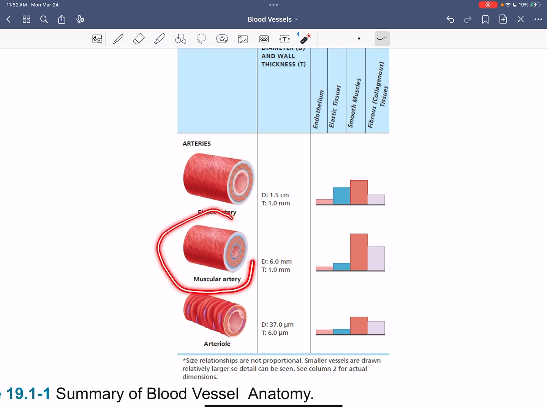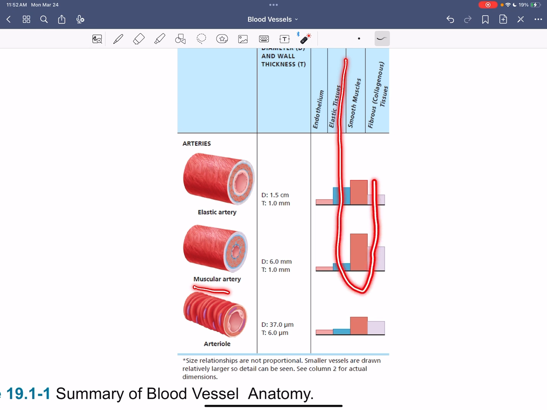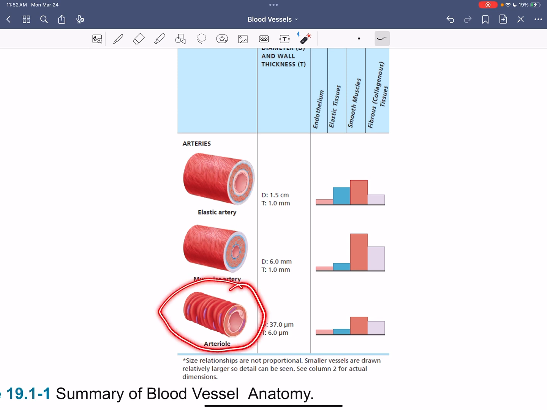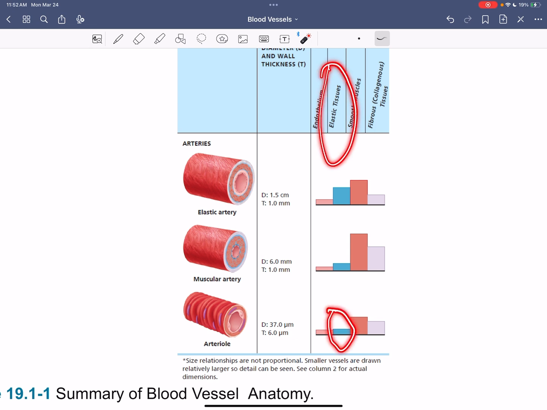Let's go to muscular, also known as distributing. Not surprising you get their name, because look at this. Large amount of smooth muscle. So these certainly can do vasodilation, vasoconstriction, which can help direct blood to certain parts of the body where I may need more blood. And then we get down to the arterioles. These are the smallest ones. You can see that they do have some smooth muscle on the outside there. And of course, they're small, but they still have relatively large amounts of smooth muscle within them. It's a lower pressure within here, so I don't really need as much elastic tissue.